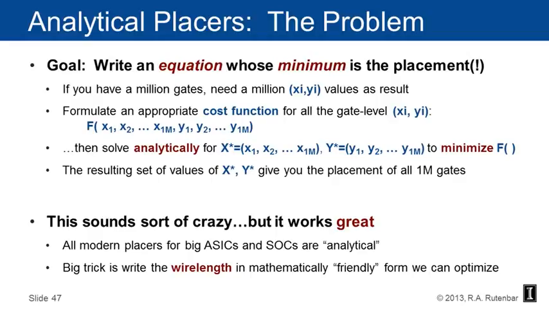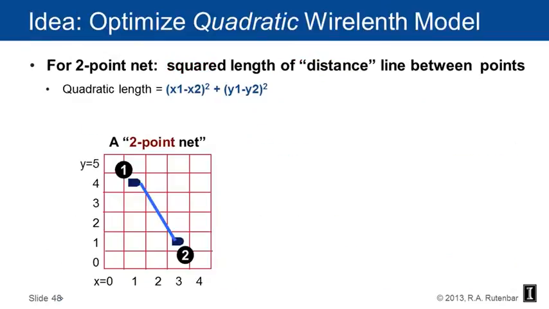And there's a trick. The trick is that you have to figure out a way to write the wire length in a mathematically friendly form that you can optimize. What's interesting is that this is actually quite possible, and in fact, there are several different ways of doing it. All modern placers for big ASICs and big systems on chip are analytical in this style. So the big idea behind the class of analytical placers that we're going to study in this lecture is something called the quadratic wire length model.